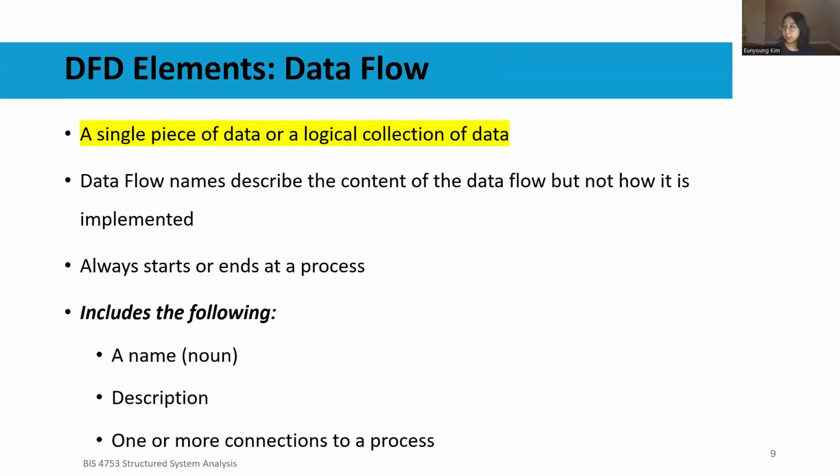And the second element is the data flow. It is a piece or logical collection of data for the process. It can be input, it can be output, but it's about the data. And it will mainly be defined as a noun, for example, the customer order, or customer ID, such things. So this data flow will be defined on the arrows that connect different processes.